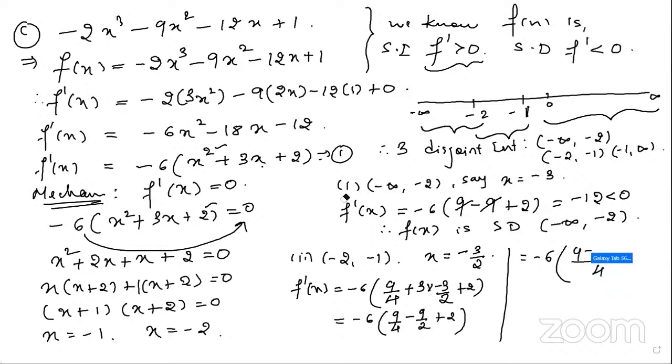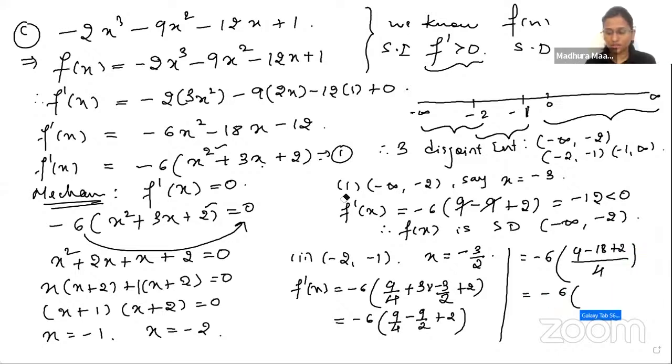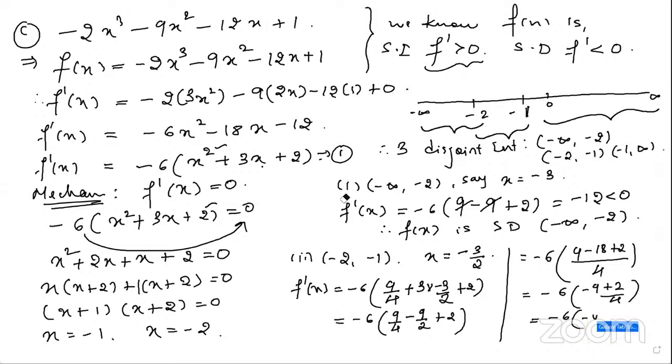Yes, ma'am. So this is 18 plus 2. Okay, so this is minus 6. This is minus 9 plus 2. So this term comes to be negative, right? Yes, ma'am. Okay, so negative becomes positive. So this is greater than 0.